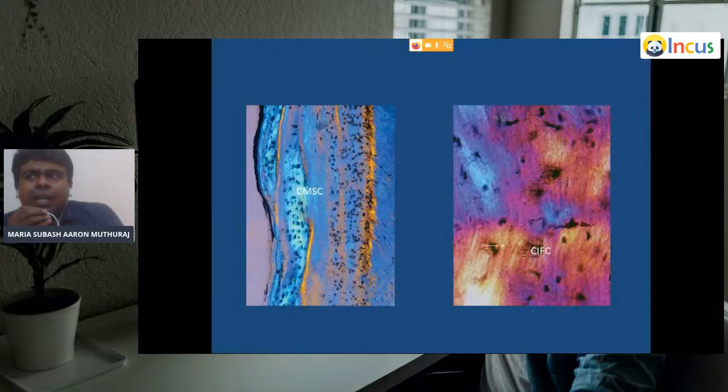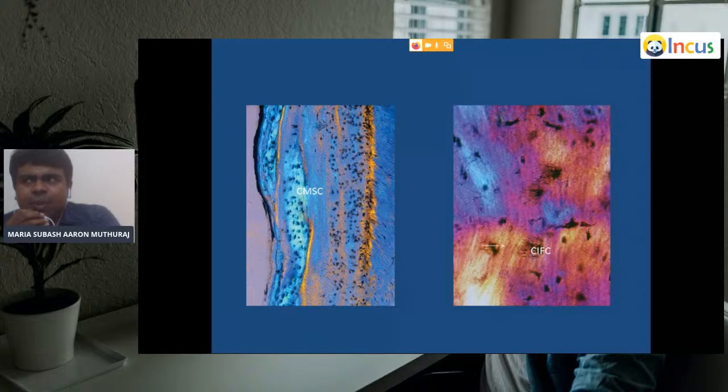Acellular extrinsic fiber cementum is the commonest type. In it, the Sharpey's fibers are inserted. Sharpey's fibers are periodontal ligament fibers that are inserted into the bone as well as into the cementum. These Sharpey's fibers are inserted mostly in the acellular extrinsic fiber cementum. The extrinsic fibers denote the Sharpey's fibers only.